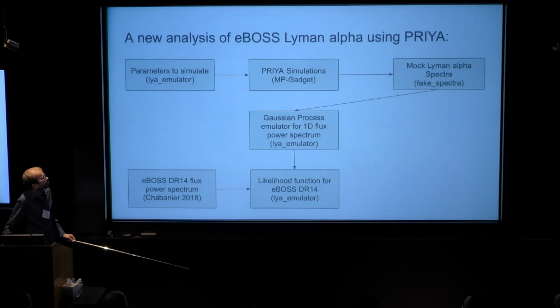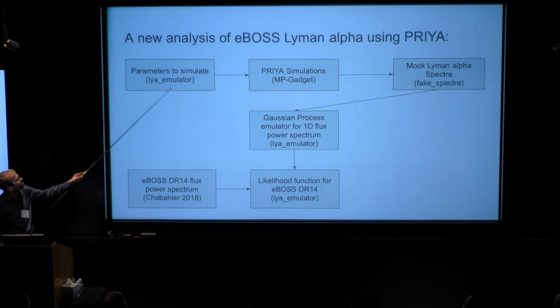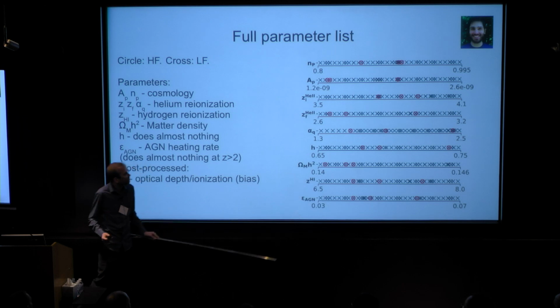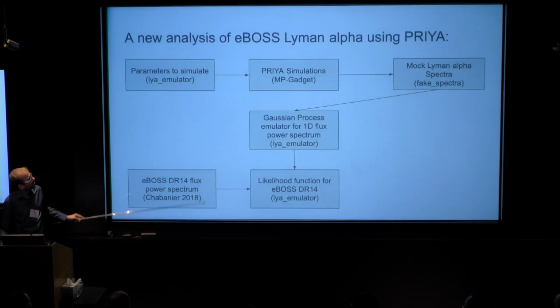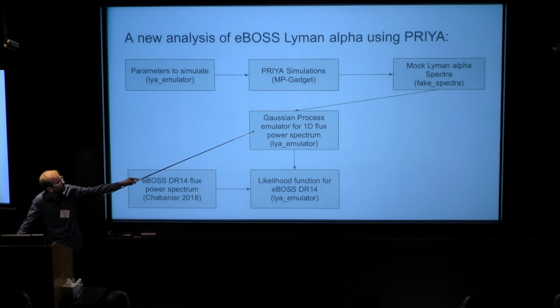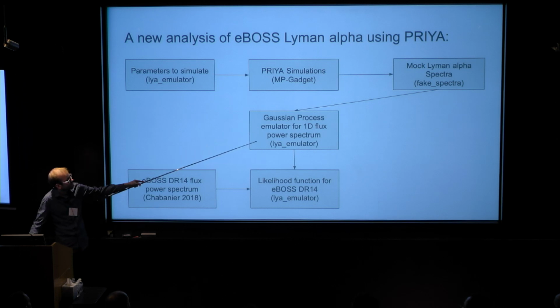So this is, broadly speaking, what we do, right? So we pick a bunch of parameters to simulate. And these are all shown by these x's here in this plot. We run a simulation for each of these parameters with MP-Gadget. We pull out a whole bunch of mock Lyman alpha spectra. We build a Gaussian process emulator for the 1D flux power spectrum, which I'll talk about in a minute.